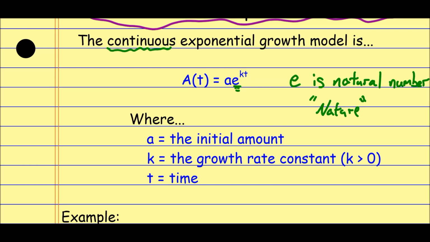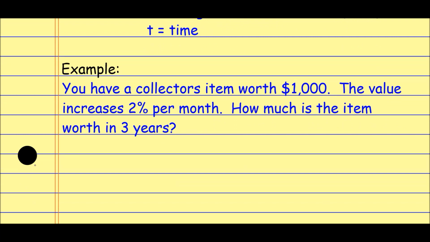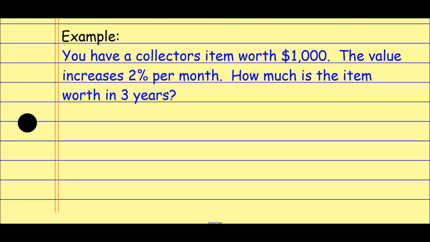Okay? For example, if I look at this first one, it says you have a collector's item worth $1,000. The value increases 2% per month. And notice there's a percentage. It's per month. So that's leading us to believe that this is the standard model. How much is the item worth in 3 years? And notice there's no mention of per year or APR, that kind of stuff. This is per month. So this is where I want to use that standard, bare bones model. So y equals A times 1 plus r raised to the t.